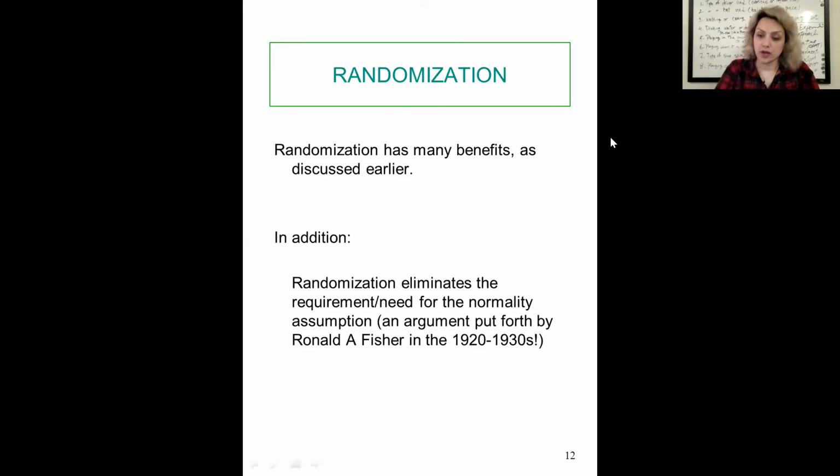Also, regarding randomization, randomization and replication are very attached, so you can see that I go back and forth with them. Randomization has many benefits, as we discussed earlier. In addition to those, randomization helps us not to be biased in our experiment. In addition, randomization eliminates the need for the normality assumptions.